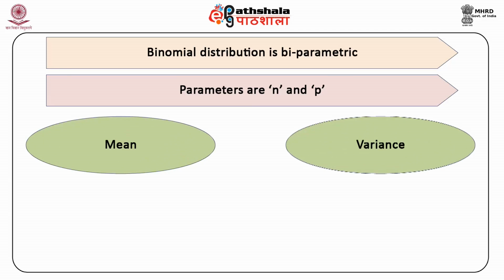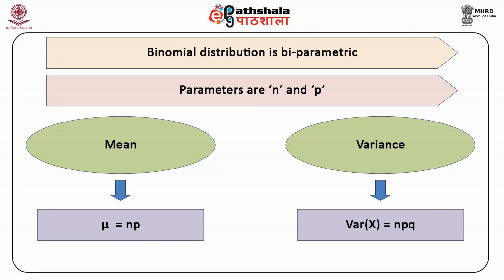The mean and the variance of the binomial distribution: mu is equal to np. Variance of x is equal to npq.